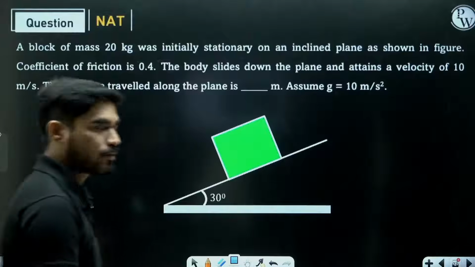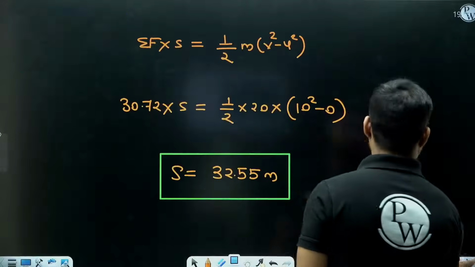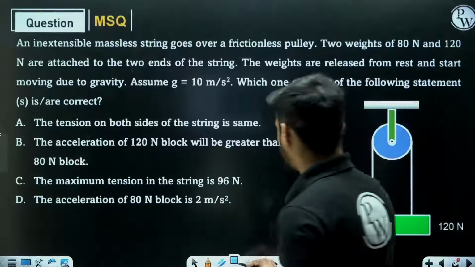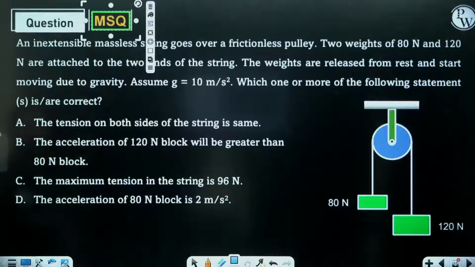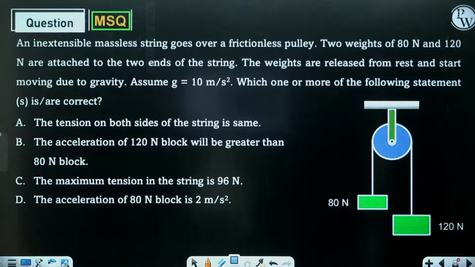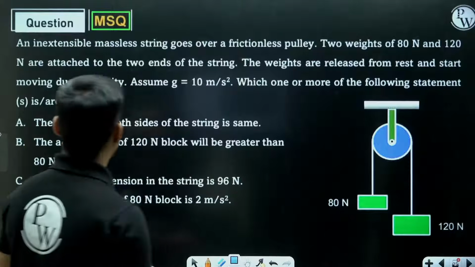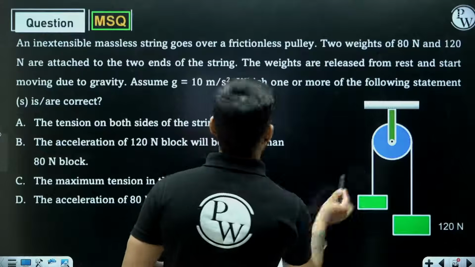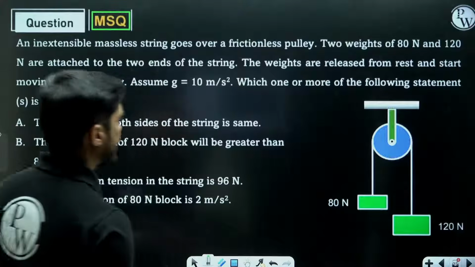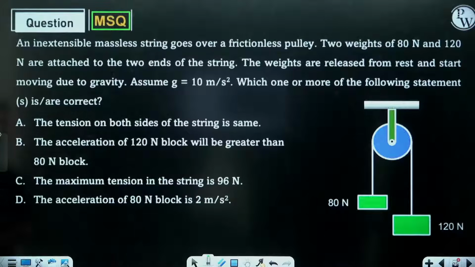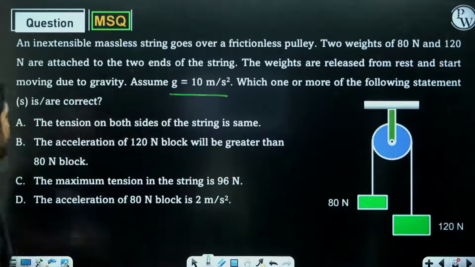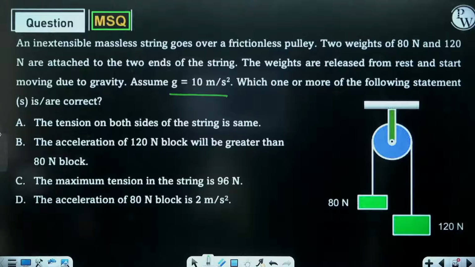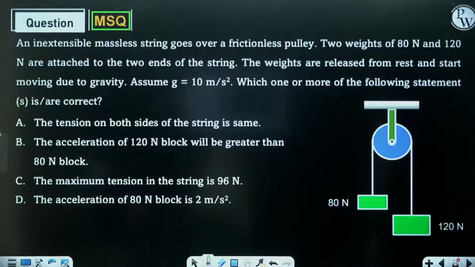Let's move on to the next question. Now this is an MSQ question and it is a very interesting question. Understand. An inextensible massless string goes over a frictionless pulley. Two weights of 80 Newton and 120 Newton are attached to the two ends of the string. The weights are released from rest and start moving due to gravity. Assume g equal to 10. Which one or more of the following statements is or are correct? Tension on both sides of the string is the same.